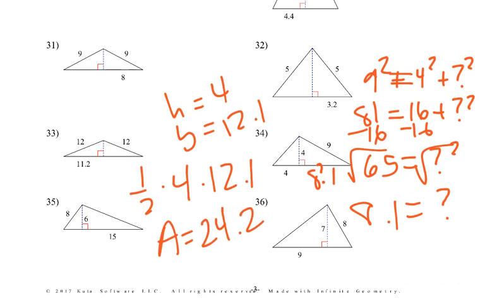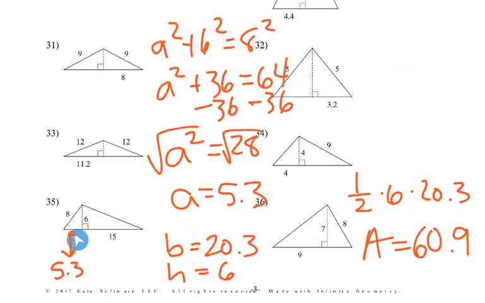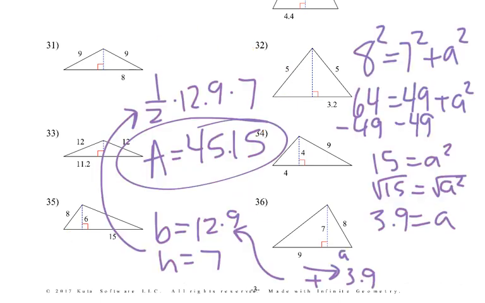Now, 35 and 36, we're doing that same exact process, but I'm running out of time. So we find a here to get the base. a squared plus 6 squared equals 8 squared. Solve that out. We get 5.3. Add it to 15. 20.3 for base. Height of 6. Do that and get 60.9, and I'll give you the answer for 36 in the same format. And there we go.